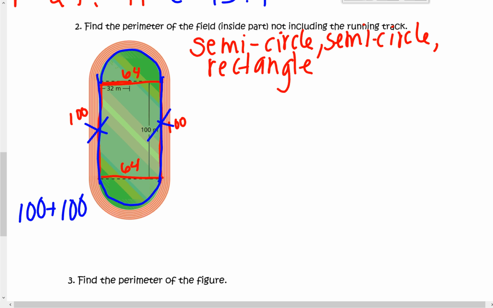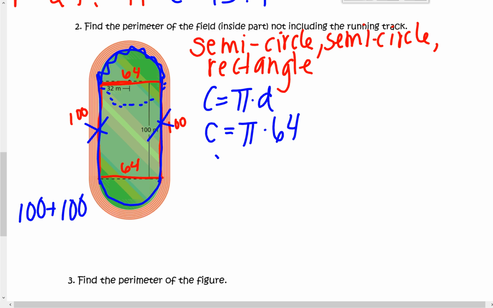So we need to find the circumference of this whole circle first. So circumference equals pi times diameter. Circumference equals pi times 64. Circumference equals, and we're going to take 3.14 times 64, which is 200.96.